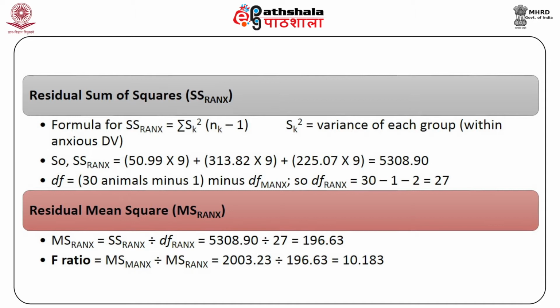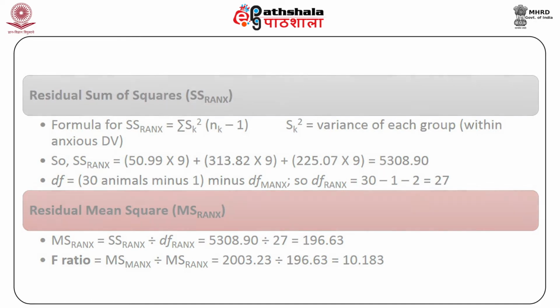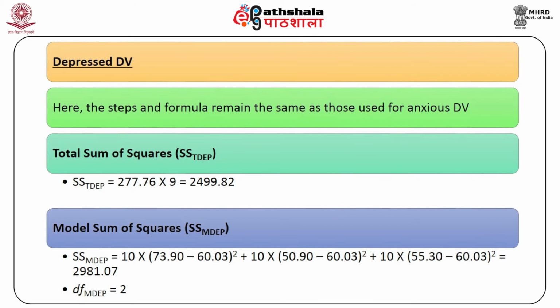And this turns out to be 196.63. The F ratio, if one remembers, is the ratio of mean sum of square, and this turns out to be 2002.23 divided by 196.63, which is 10.183. Now, when we take the dependent variable of depression, the same process as we followed in the previous section will be adopted, and we can get the F ratio for depression also.